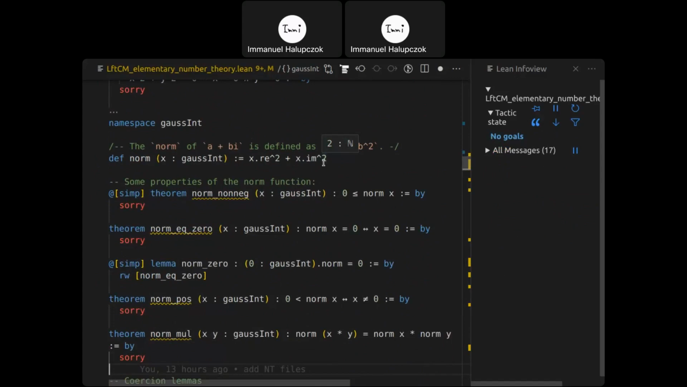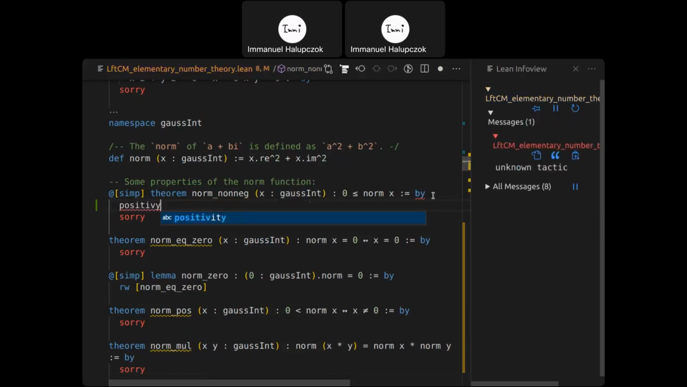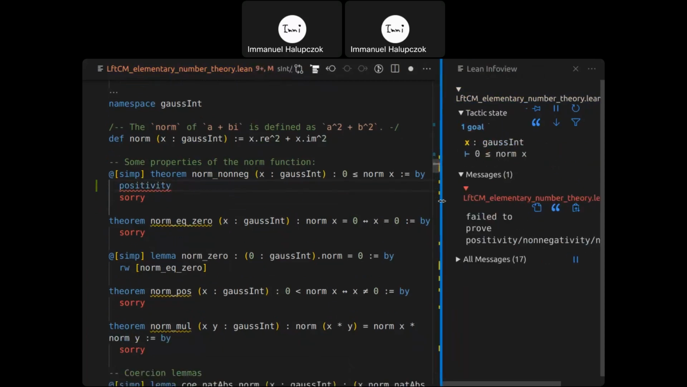And then there are some properties that are useful to have for this norm. These are to prove, so maybe I'll do a couple of them here, and then the rest are exercises for you. So for example, I want to prove that the norm is non-negative. Hopefully I can use the positivity tactic here, but if I just try to use it directly, this is probably not going to work because Lean doesn't really know what the norm is. So it tries to apply the tactic, but it doesn't know what the norm is, so it cannot make progress.